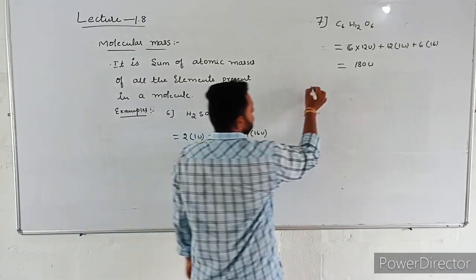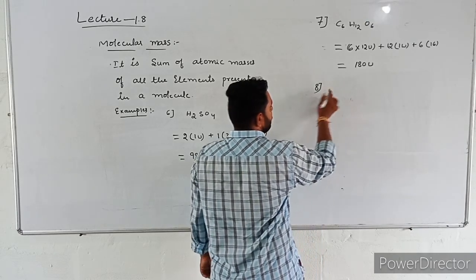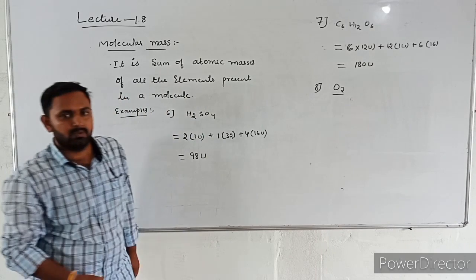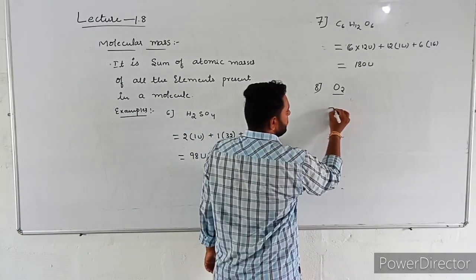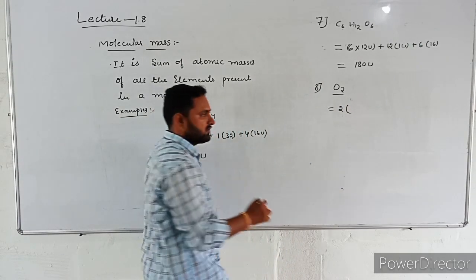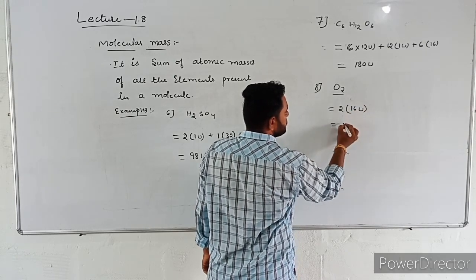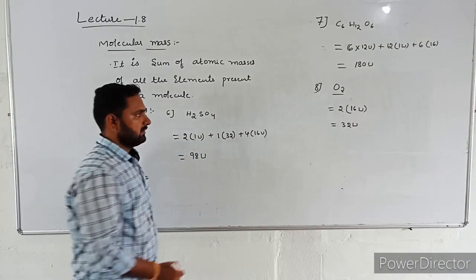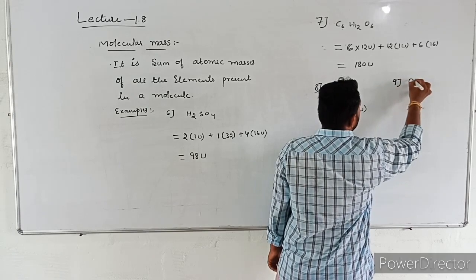Next, one more. Calculate molecular mass of O2. What is the molecular mass of O2? How many oxygen atoms are there? 2 oxygen atoms are there. Then what is the atomic mass of one oxygen? 16 U unified mass. 16 × 2 is 32 unified mass. Okay.